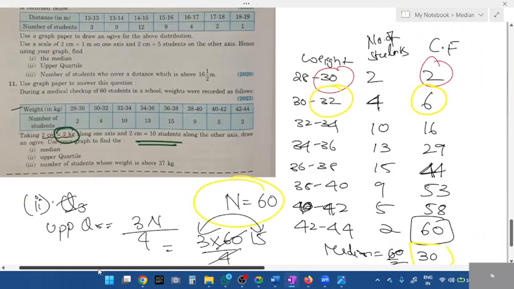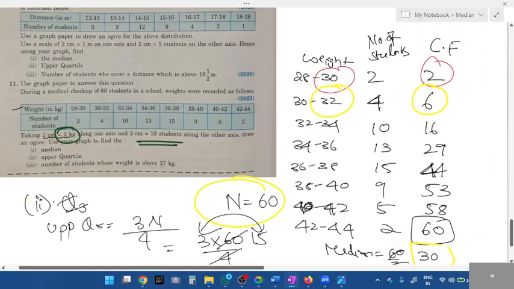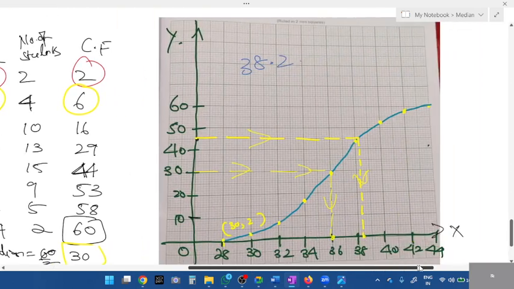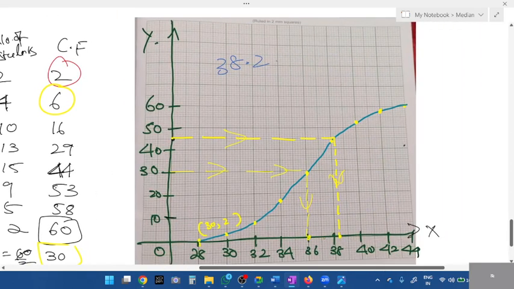Third part. What do we need to find here? Number of students whose weight is above. Where is weight? X-axis or y-axis? Number of students whose weight is above or below what they have asked us to find. Above 37. Take 37 first. Where does 37 lie? In between 36 and 38.